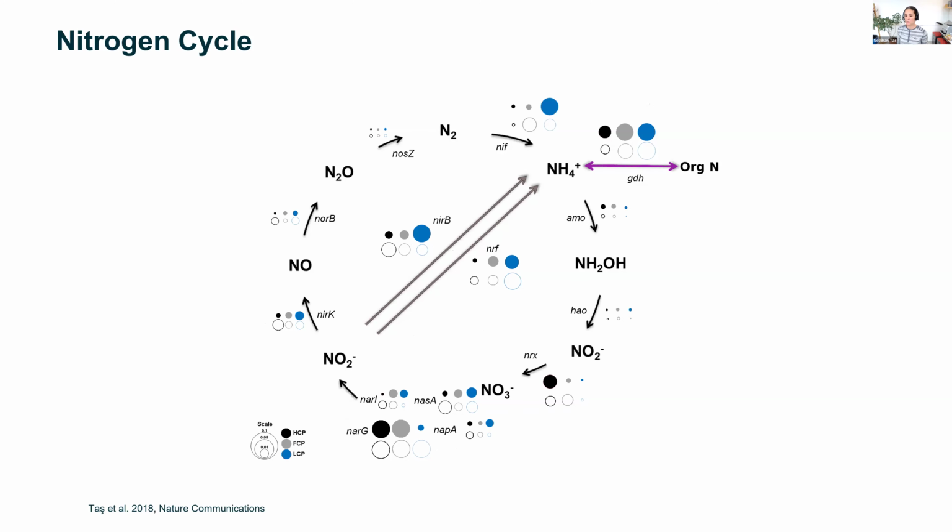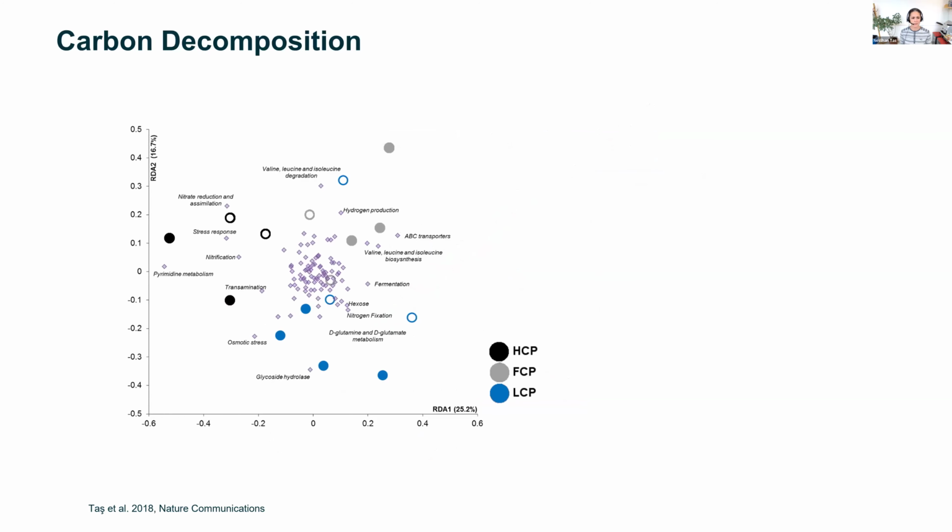And there was a lot of investment also to get organic nitrogen converted to ammonia, which seems like another good and consistent source of nitrogen for microbial communities in here.